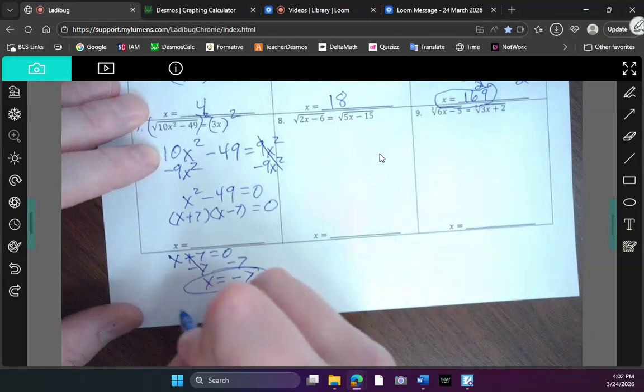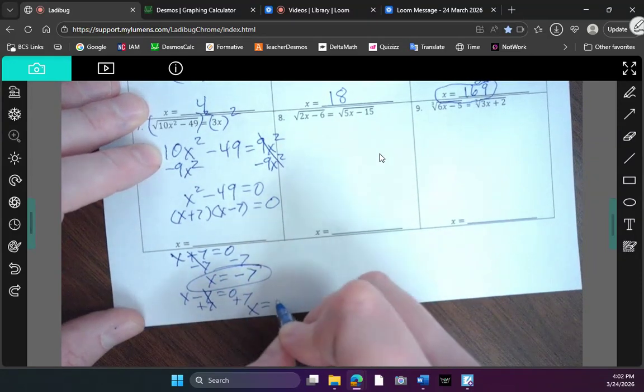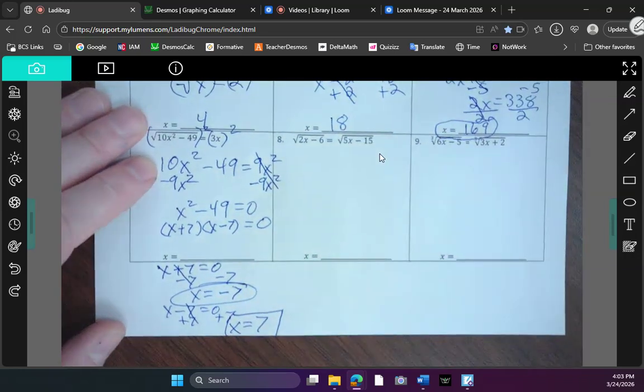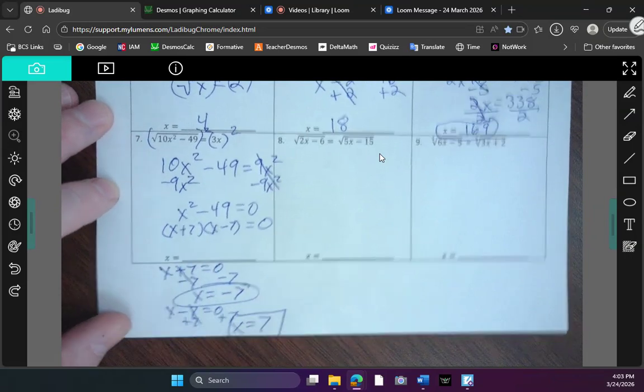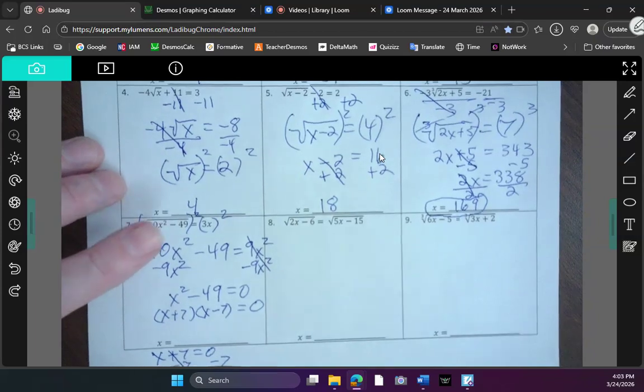And then here, x minus 7 equals 0. We're going to add 7. So you've got to have two answers. But there is going to be something weird that we need to talk about here in a moment. So number 7 is a very important problem, but let's move on and finish up with these notes first.